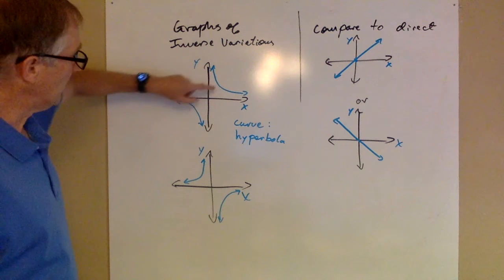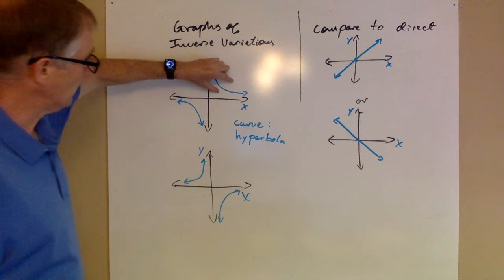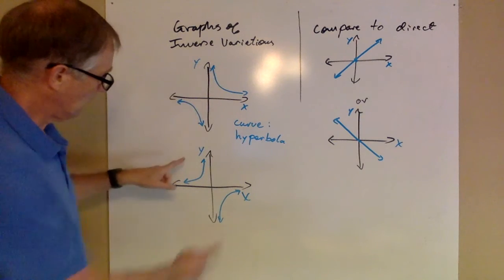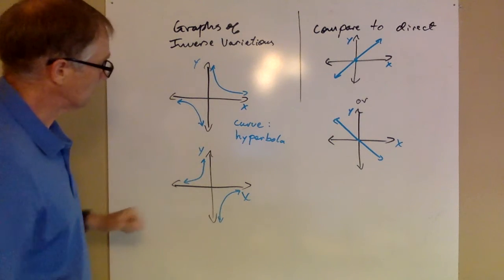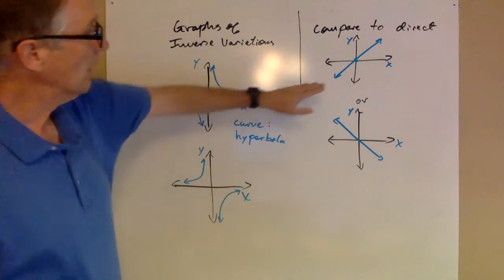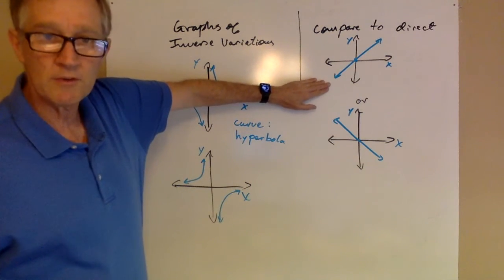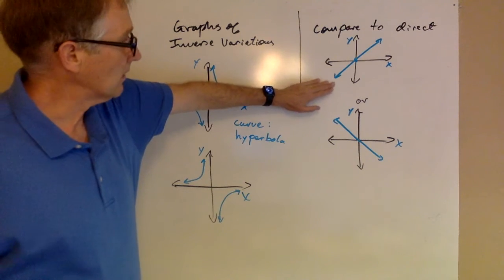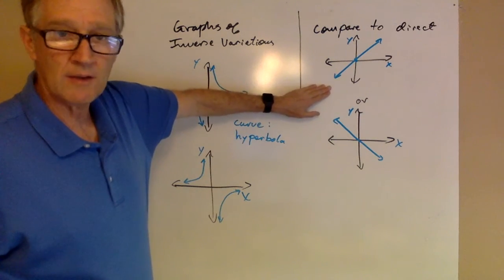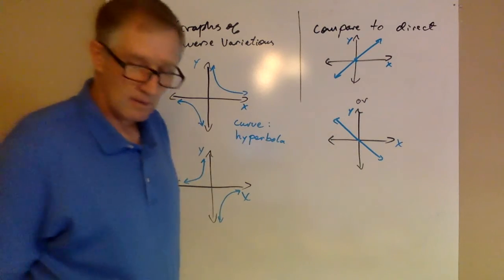Anyhow, it could be on either side. If you have it over here, you could also have another hyperbola over here, or it could be in these quadrants. But these are hyperbolas. The shape is a hyperbola, as opposed to a direct relationship, which, as you know, is linear. It could have a positive slope or a negative slope, a positive value for k or a negative value for k.